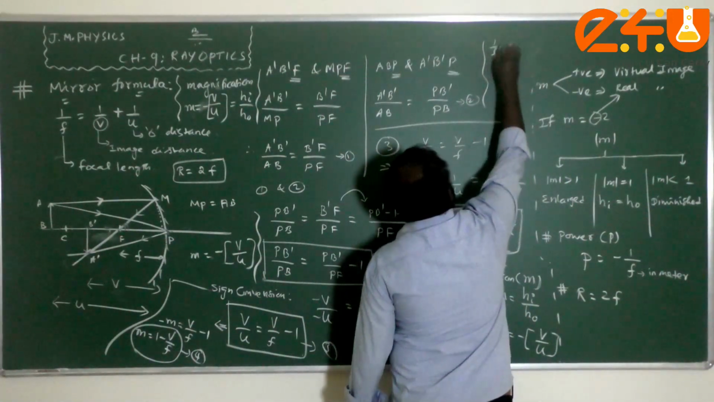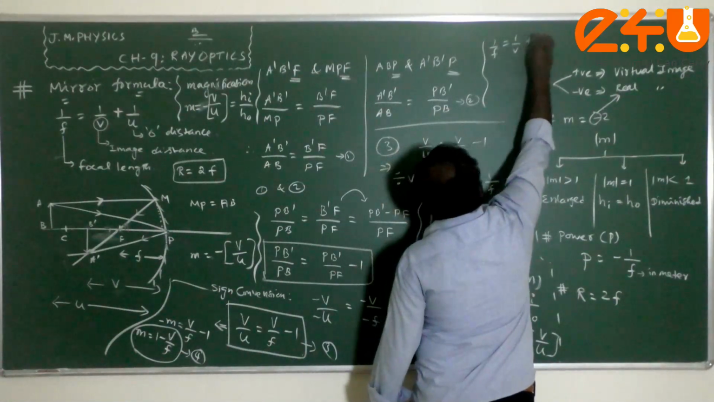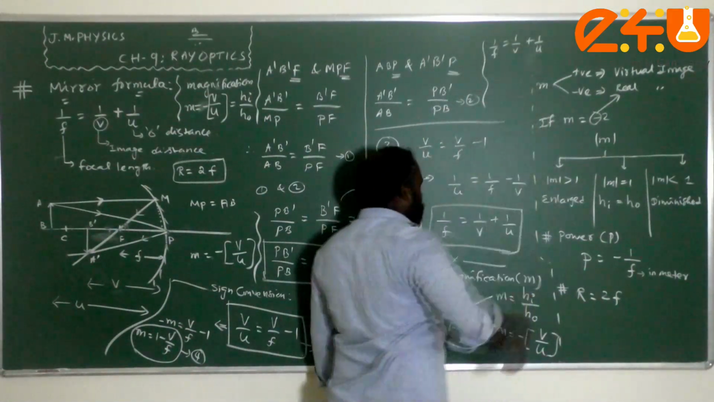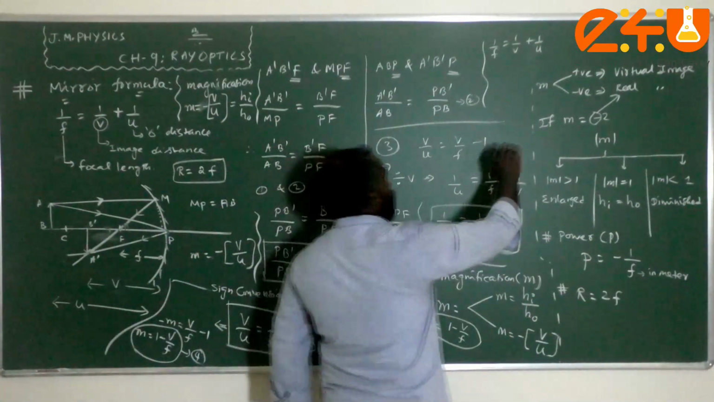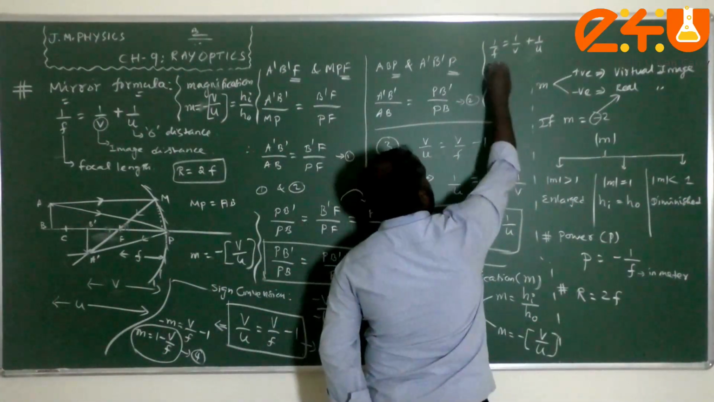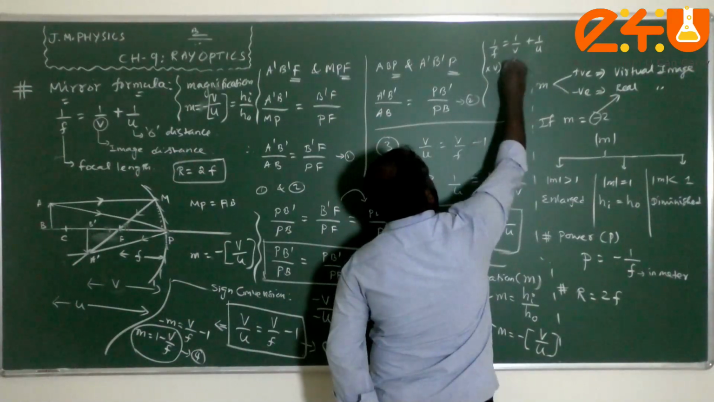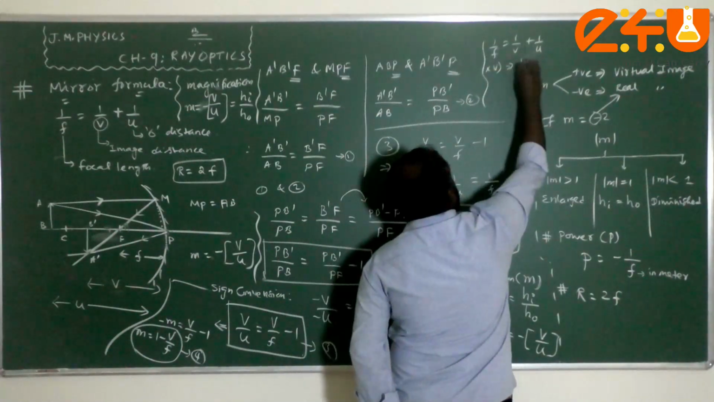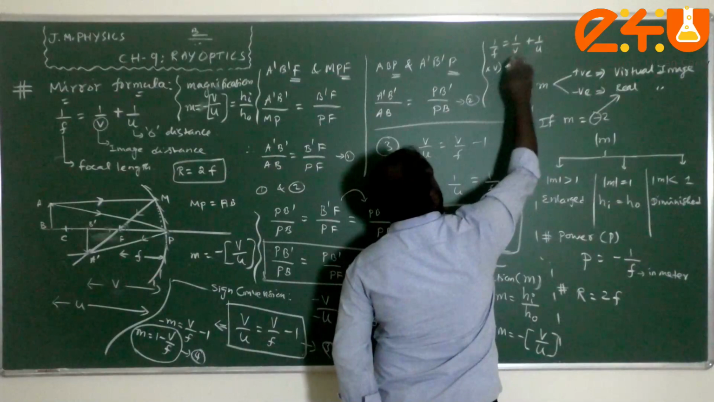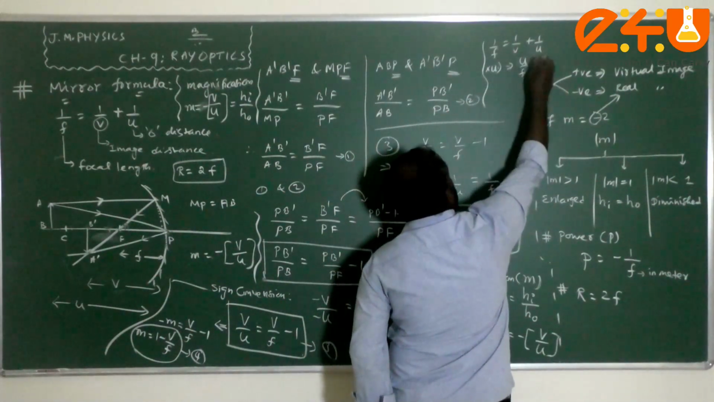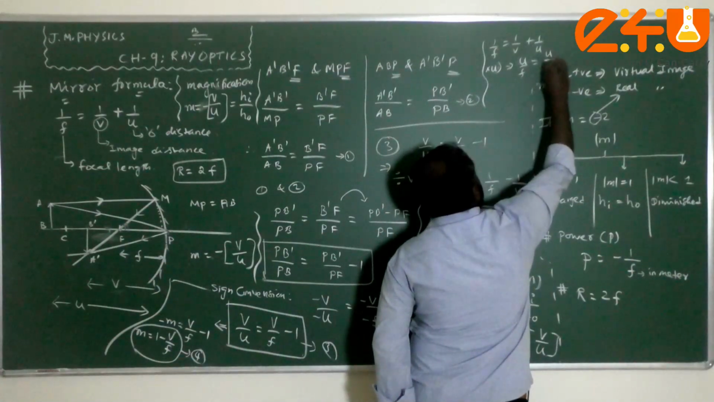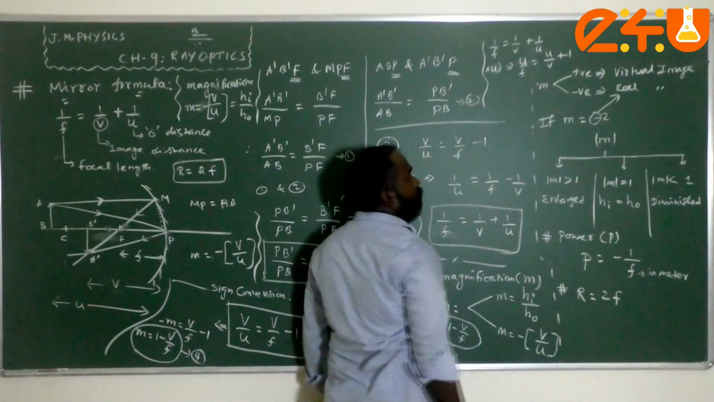So 1 by F is equal to what, children? 1 by V plus 1 by U. So the equation should contain only the U term. Therefore, you just multiply it by V. So just multiply it by what, children? V. What will I get, children? V by F. Multiplied by U, then we can get what, children? U by F, that is equal to U by V plus 1. U by V, what, children?